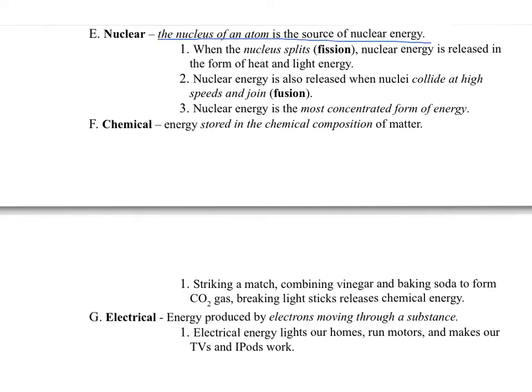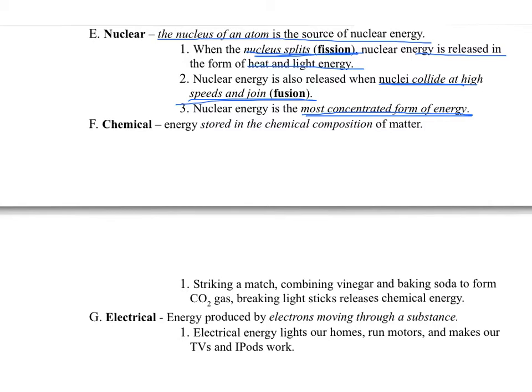Nuclear, chemical, and electrical. So those are our 7 types, 7 forms of energy. A tremendous amount of energy is released in the form of heat and light. Nuclear energy can also be released when 2 nuclei stick together, that means they fuse and join together. They will still release a huge amount of energy. Nuclear energy is the most concentrated form of energy. That means for the tiny, tiny little space that an atom takes up, a tremendous amount of energy can be released from that.